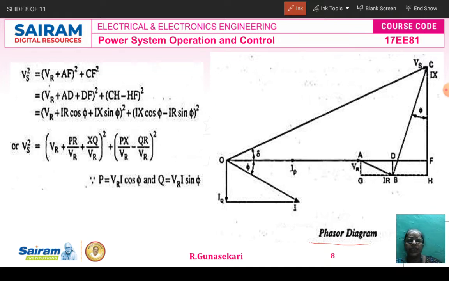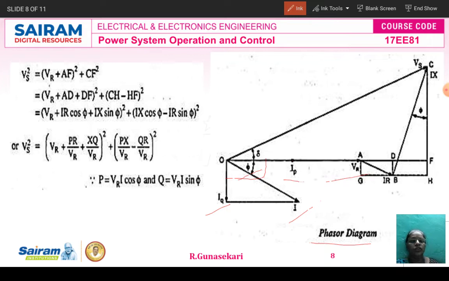First, VR is the receiving end voltage, taken as the reference vector. Then the current I lags behind the voltage VR by an angle phi. IP is the current component based on the real power, and it is in phase with VR. Similarly, IQ is the current component related to reactive power Q, which is 90 degrees perpendicular to VR. The resultant current is the current I.